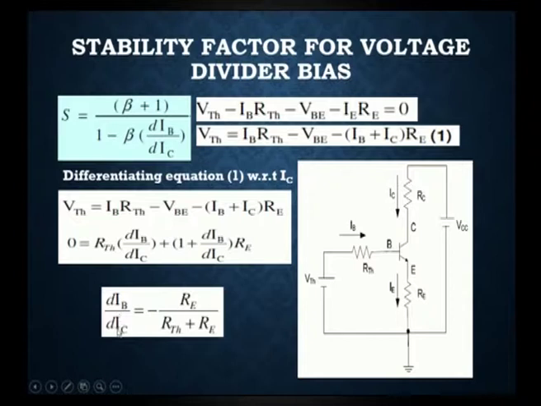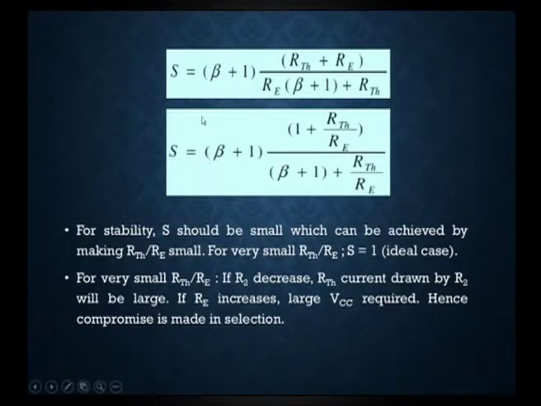So, dIB divided by dIC is the stability factor we already know. It is the rate of change of base current to the rate of change of collector current. So, this is the stability factor for a voltage divider circuit. Finally, what we found is substituted in the formula: S is equal to (beta plus 1) into (RTH plus RE) divided by RE into (beta plus 1) plus RTH.